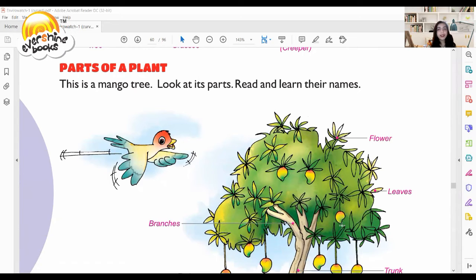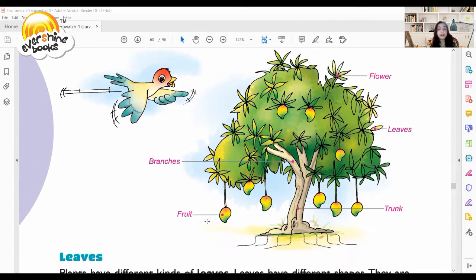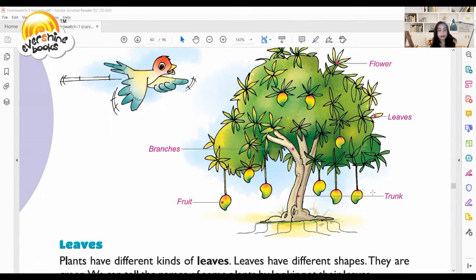We will now talk about parts of a plant. This is a mango tree. Look at its parts, read and learn their names. So you can see the flower, you can see the leaves, you can see the branches, you can see the fruit, you can see the trunk.